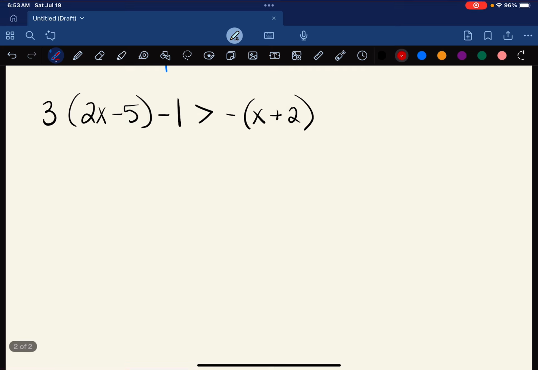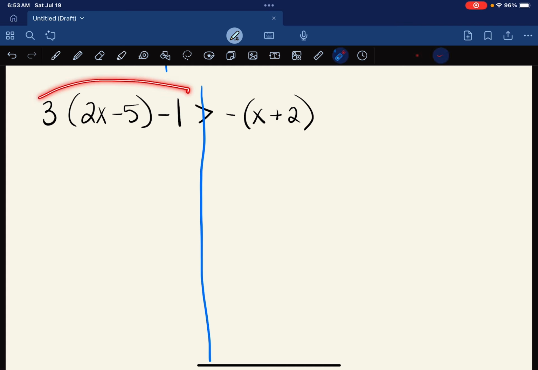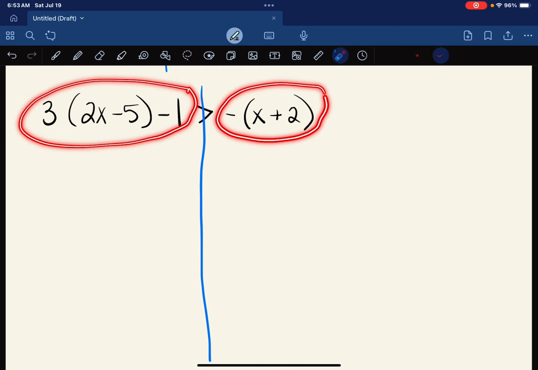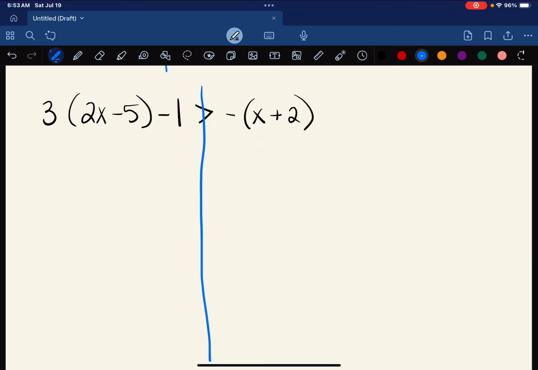All right, let's look at one more example. Our first step is still going to be to partition our inequality symbol. There we go. Let's look at the left side and the right side and see how we can simplify each of these. I notice that they each have their own set of parentheses, so I am going to distribute whatever is in front. So this 3 is going to distribute to the 2x and to the minus 5.